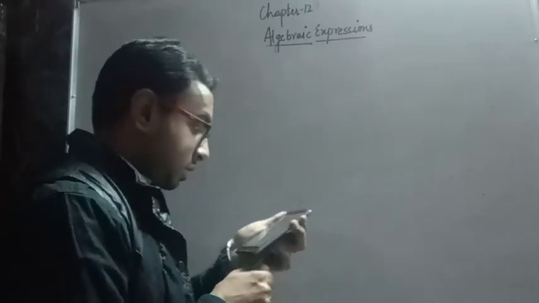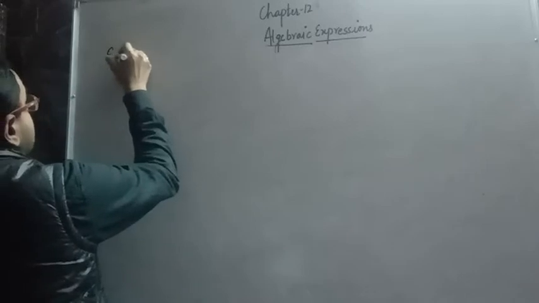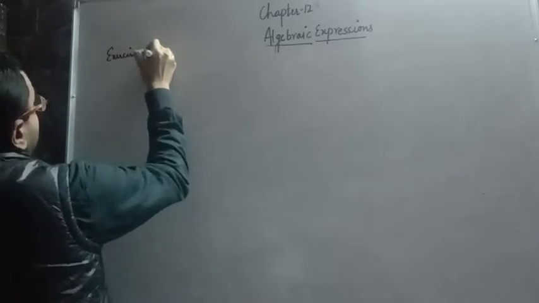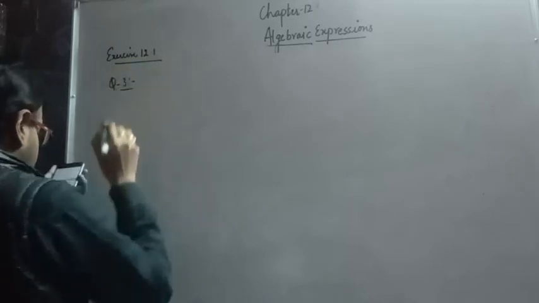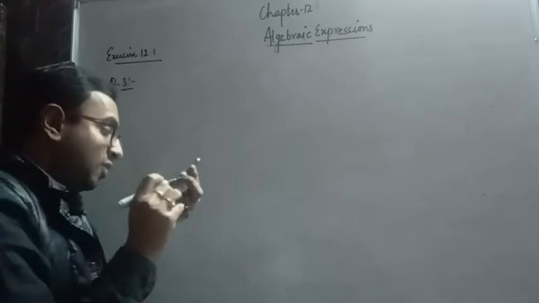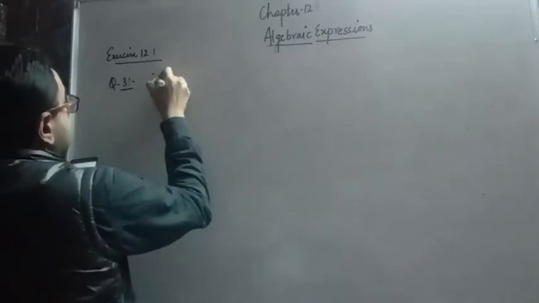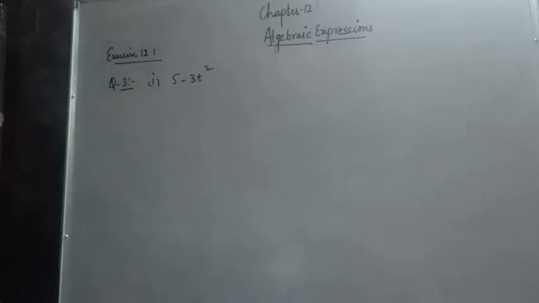Okay, let us discuss question number 3 of exercise 12.1. Identify the numerical coefficients of the term other than the constant in the following expression. First part is 5 minus 3t square. So we have to find the numerical coefficient.